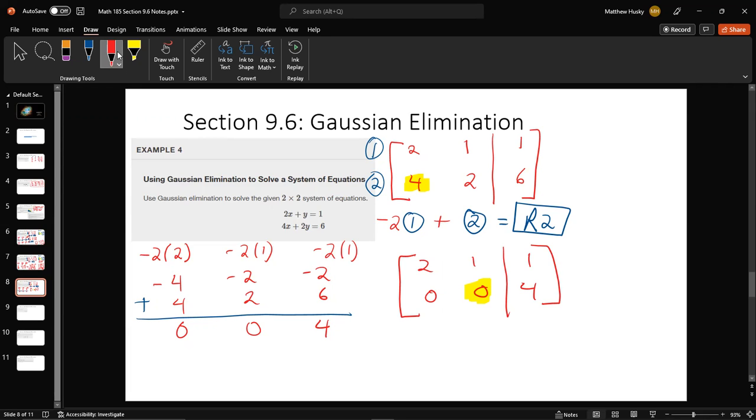here's what you'd get. You'd end up with 2x plus y equals 1, and then 0x plus 0y equals 4. 0 times x is 0, 0 times y is 0, and fun fact, 0 plus 0 is 0. You get the fun statement that 0 is equal to 4. This is a very elaborate way of saying this has no solution.